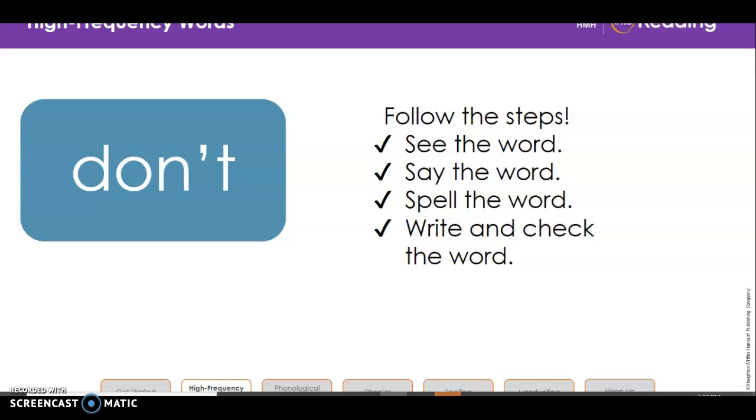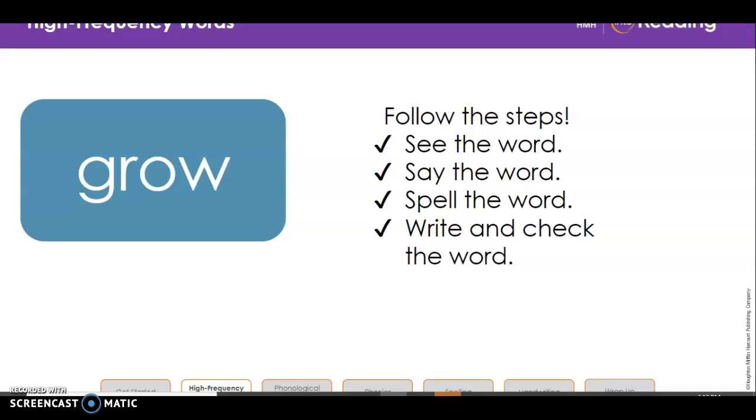Now let's look at our next word. The word is grow. Look at the word. Repeat the word after me. Grow. Grow. I want to be a truck driver when I grow up. Say the word again after me. Grow. Look at the letters in the word. Let's spell it out loud together.